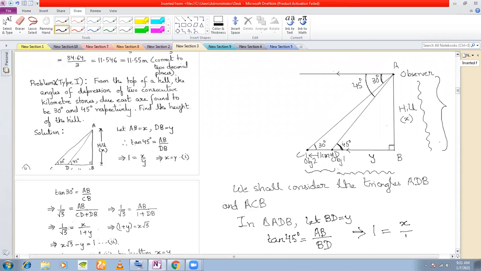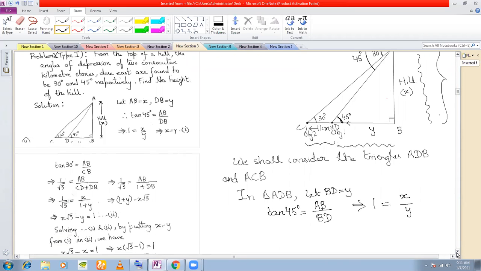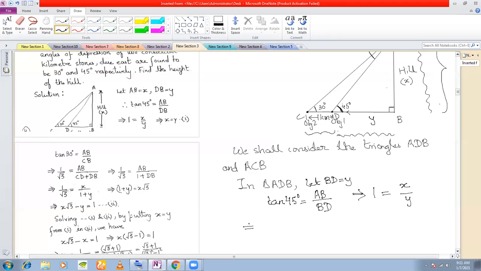So therefore, for BD I write Y. So X by Y I get equal to 1. That means I get X is equal to Y. This is 1.